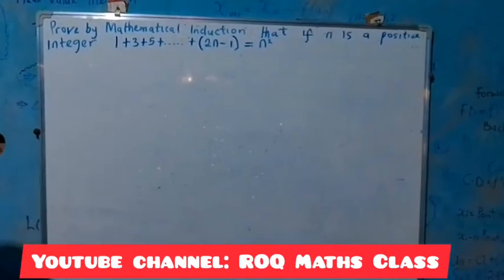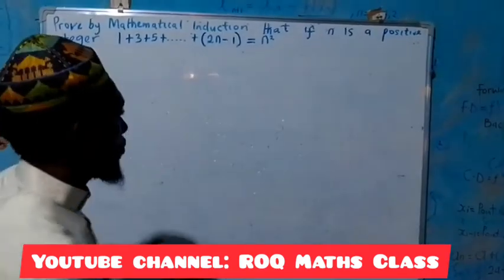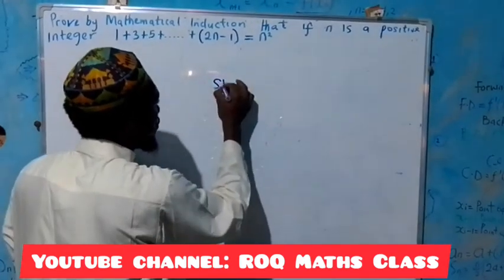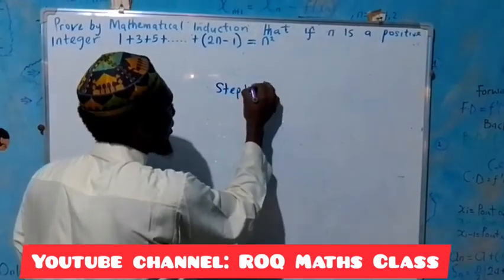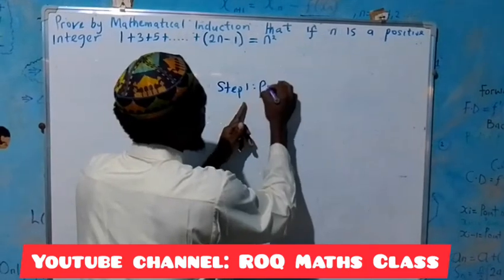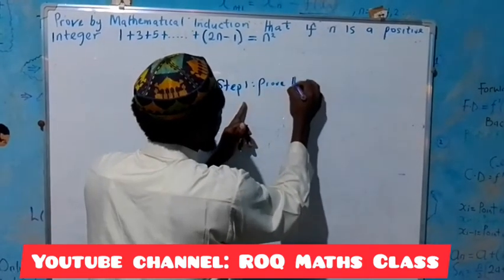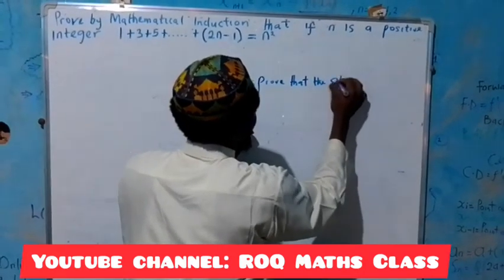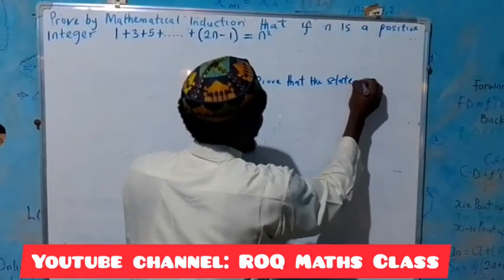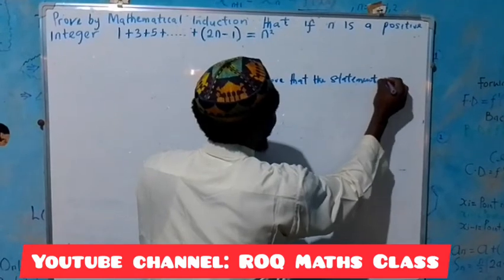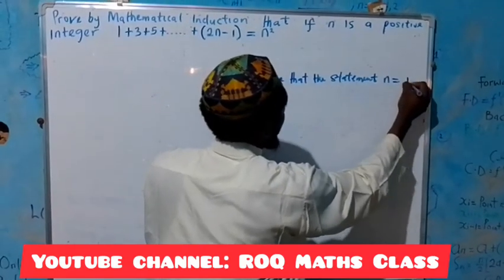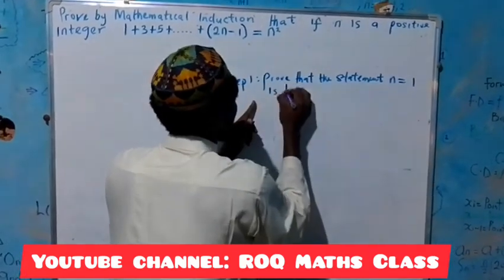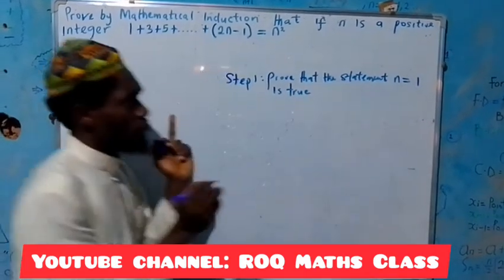In mathematical induction, we only have 3 steps. Step 1: prove that the statement n equal to 1 is true. That's our first step.